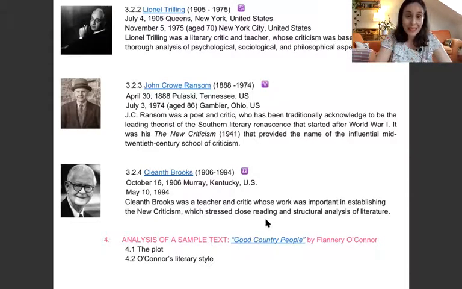And that's it. We have finished with the authors, but now I'm going to leave you with this one, analysis of a sample text, Good Country People by Flannery O'Connor, the girl that died very, very early. It will be important that you read this one. If you click in my material, you can find it in a PDF. And you should be talking about the plots and O'Connor's literary style. And that's it. We have finished with these American writers.